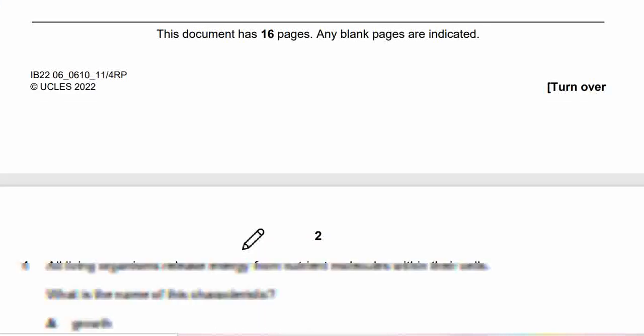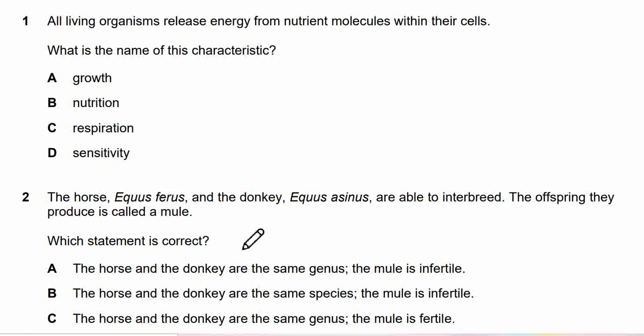Now let's get started. First, I will scroll all over this paper so you can take a screenshot, save it in your laptop, and pause this video for practice. Then only you can see the answer after this.